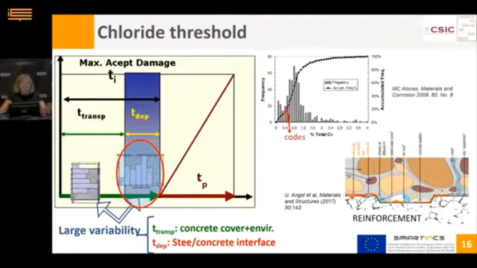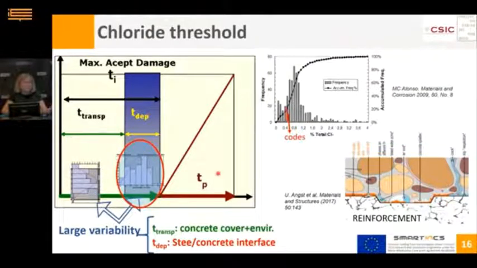The first is the reinforcement itself, which changes the quality of the reinforcement. Also, the rust that appears on the surface of this reinforcement during the production itself, and this is named the mill scale. Also, the presence of moisture is very relevant, the presence of air voids, and also the presence of cracks. All this can cause this large variability of the chloride threshold.